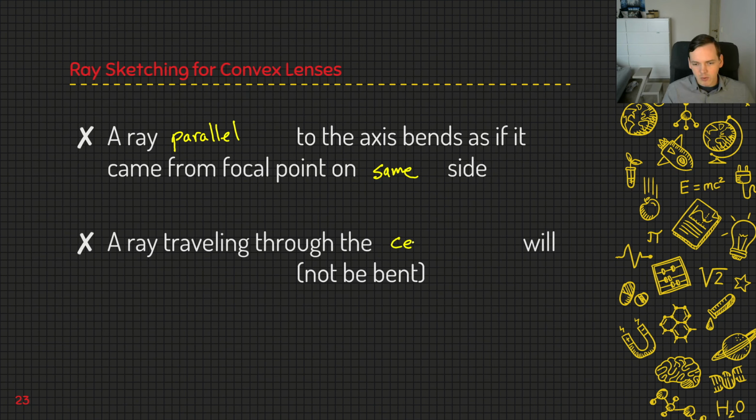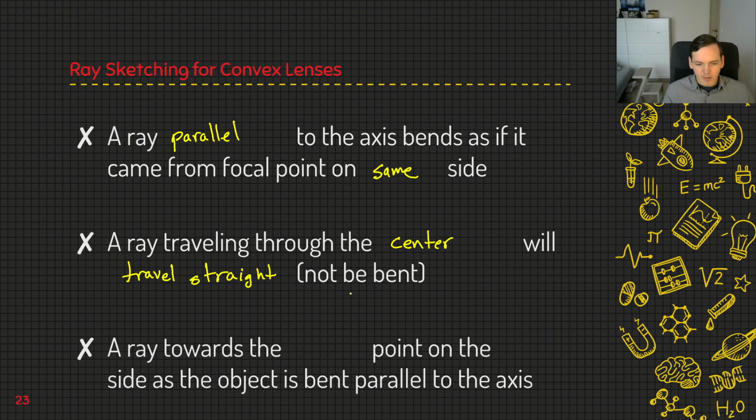A ray traveling through the center of the lens will travel straight and not bend. So if it's going through the center, it just goes in a straight line. You don't have to worry about it. And then a ray traveling towards the focal point on the opposite side of the lens will be bent parallel to the axis. This one's the hardest to put into words, but once you see it, again, I hope it'll be clear here.